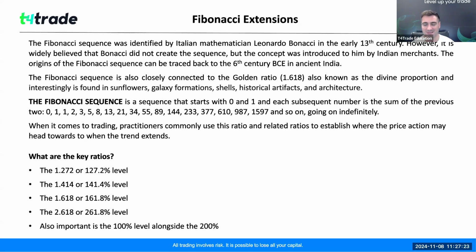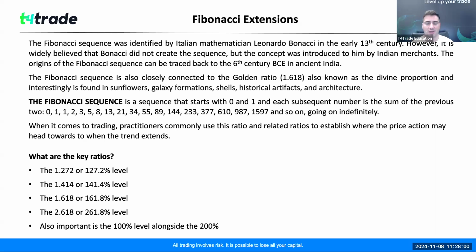We're talking about the 6th century BC in ancient India. It goes as far back as that. And the Fibonacci sequence is, at the end of the day, also closely connected to what we call the golden ratio, which is a specific ratio. But for some reason, our brains tend to recognize it instantly without, let's just say, measuring things. It's just something innate in us that seems to like this kind of proportional ratio, which is 1.618, also known as the divine proportion.